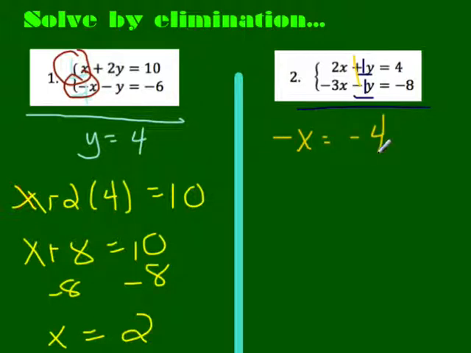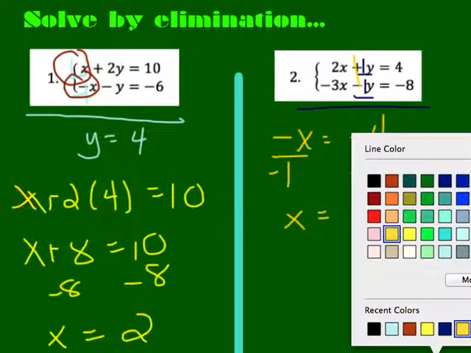Notice I'm just adding down the columns. I'm not subtracting. The only time subtracting would come in is if one of the numbers is negative. We don't want to know what a negative x is. So what I'm going to do is divide both sides by negative 1. That turns this into a positive x. Negative 4 divided by negative 1 is a positive 4.